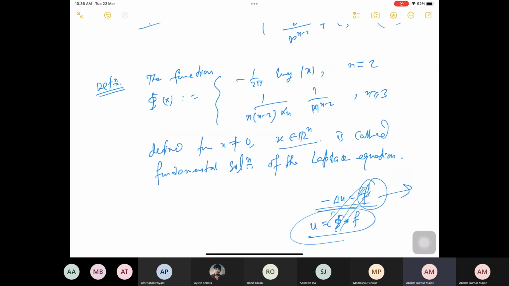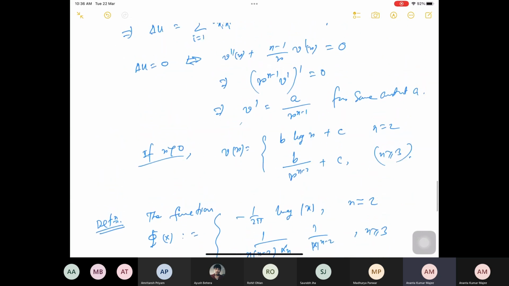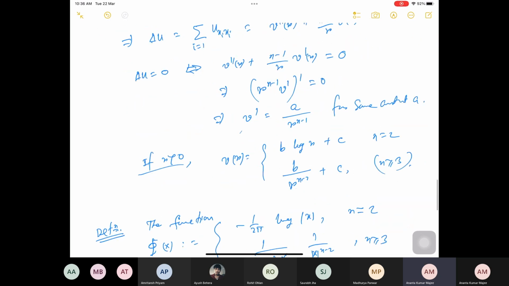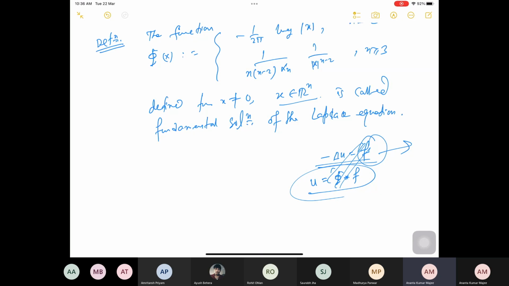But what it says is that the function phi of x is defined in this form. It just comes from the motivation that we are looking for the radial solution of the Laplace equation, which reduces to an ODE whose solution is given in this form, depending on the dimension, for n equal to 2 and for n greater or equal to 3. The interesting property of phi is the following: phi and gradient of phi are locally integrable. Locally integrable means that if you consider any compact set, the integral over that compact set is always finite. So for any compact set, phi and grad phi are finite.